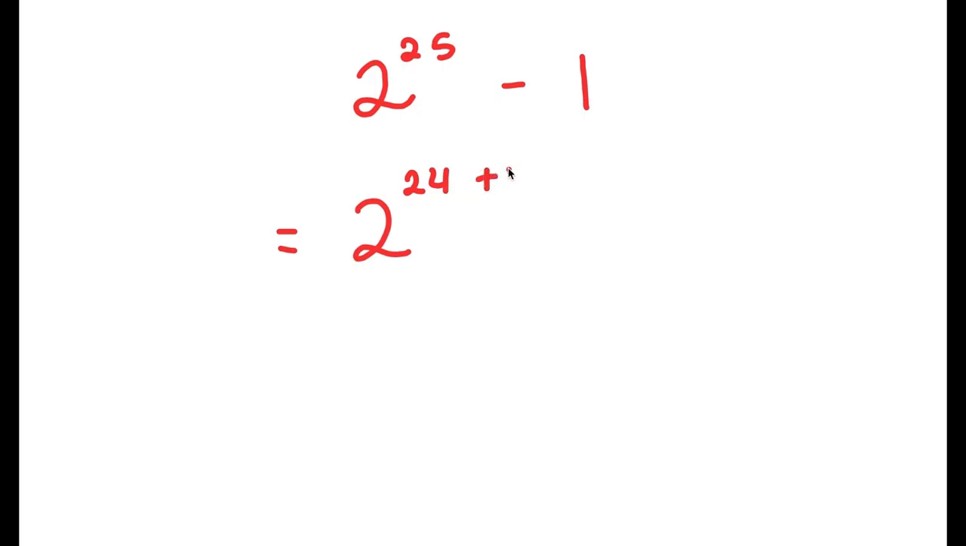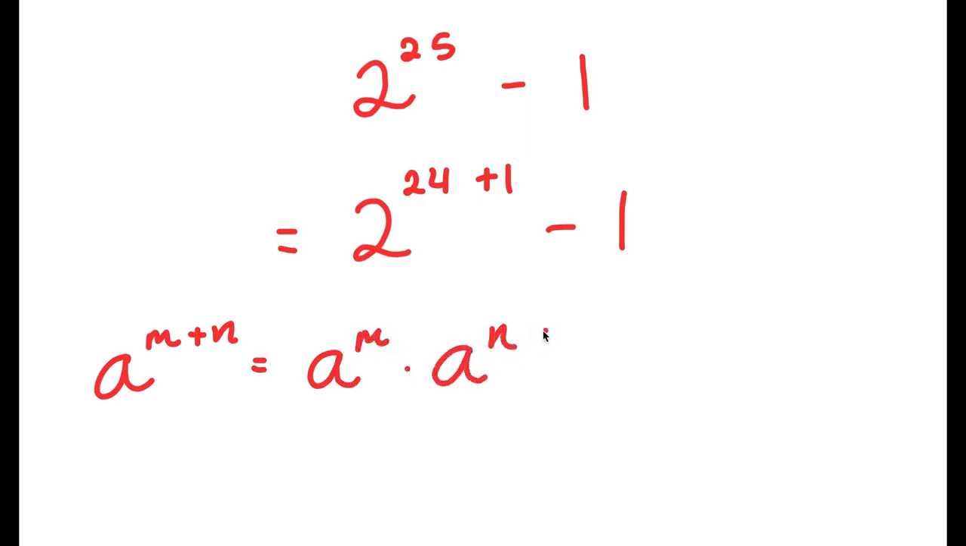Alright, so in this video, I'm going to solve the problem 2 to the power of 25 minus 1. To first start, I'm going to rewrite 2 to the power of 25 as 2 to the power of 24 plus 1. And then we have our minus 1 at the end. The reason I'm rewriting 25 as 24 plus 1 is so now I can use the property a to the power of m plus n is equal to a to the power of m times a to the power of n.